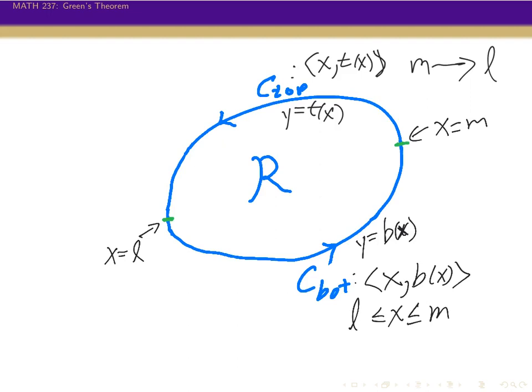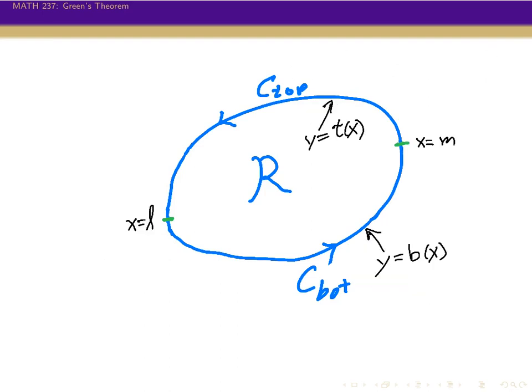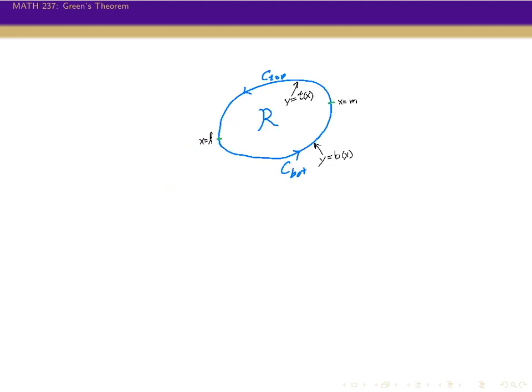But this is just to remind us that this is kind of parameterized backwards, that we're starting with the bigger value and going back to the smaller value. It's going to make sense once we put it into the integral. So that's just reminding us of how we're parameterizing this, how we're thinking about this.